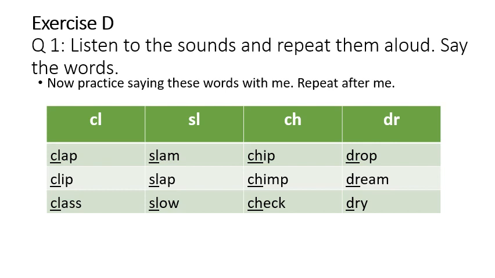The last sound is made by two consonants D and R, dr. The first word is drop. Repeat after me. Drop. Second word is dream. Dream. The third word is dry. Dry. Good job. Now the beginning sound of these words is dr. Drop, dream, dry. Now let's say all these words again.